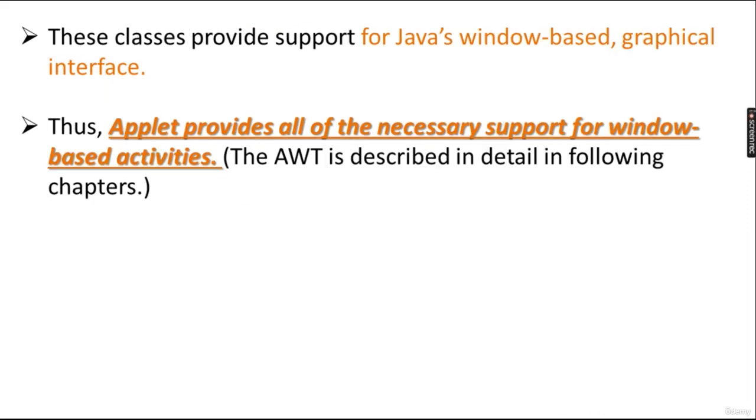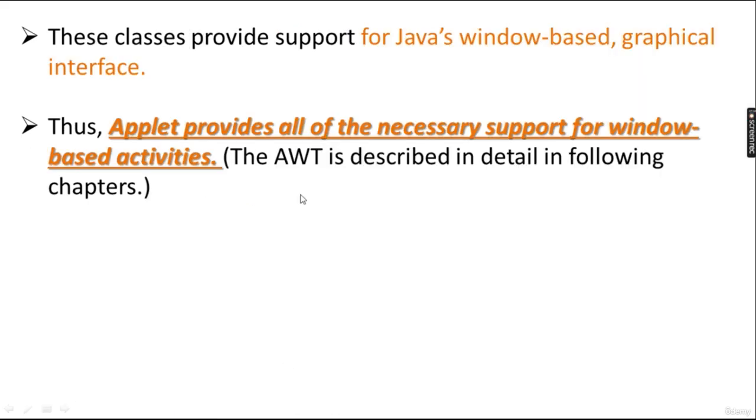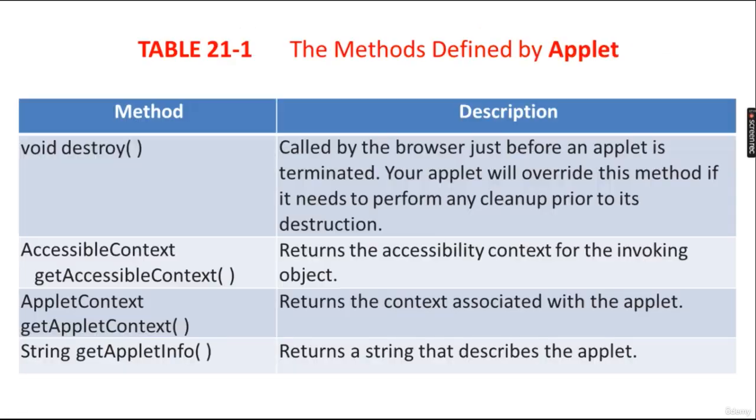These classes provide support for Java's window-based graphical user interface. Applet provides all of the necessary support for window-based activities. Okay, so all these classes we have seen, like Component, Container, Panel and Applet, all support Java's window-based graphical user interface. So this way, it supports all window-based activities. Now we will see the methods defined by Applet.